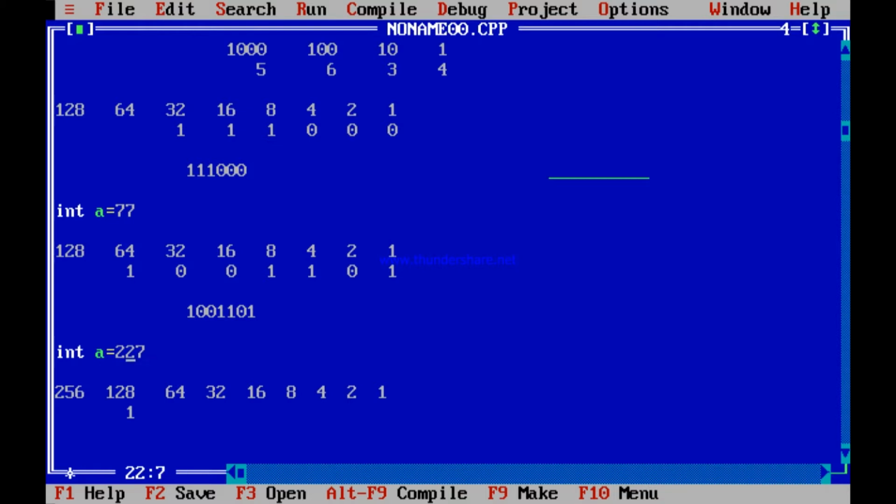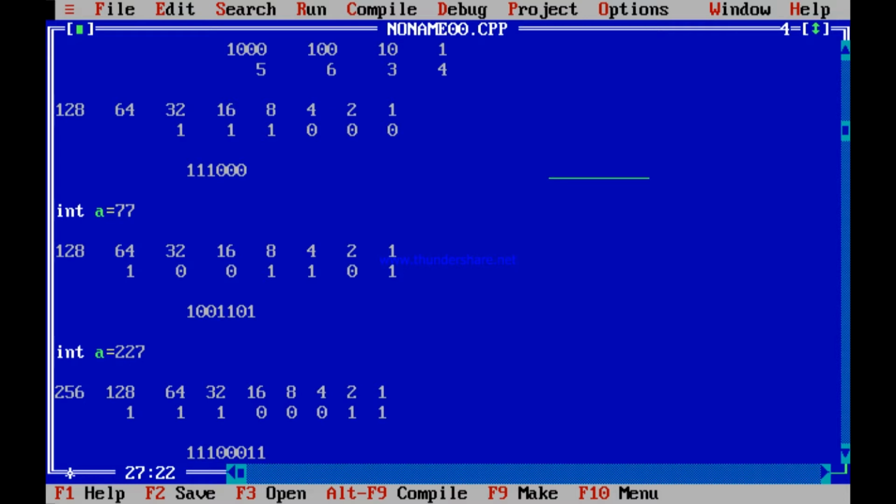227 I need to represent. So for representing 227, firstly 128 will fit. I'm remaining with 99. So 64, yes, will fit, 1. Now I've fit in 64, I'm remaining with 35. So yes, 32 will fit. I'm remaining with 3. 16 does not fit, 8 does not fit, 4 does not fit, but yes, 2 fits. I'm remaining with 1. So yes, a 1. So this is how you represent 227. Check out how: 1, 1, 1, 0, 0, 0, 1, 1. This is how you represent numbers.